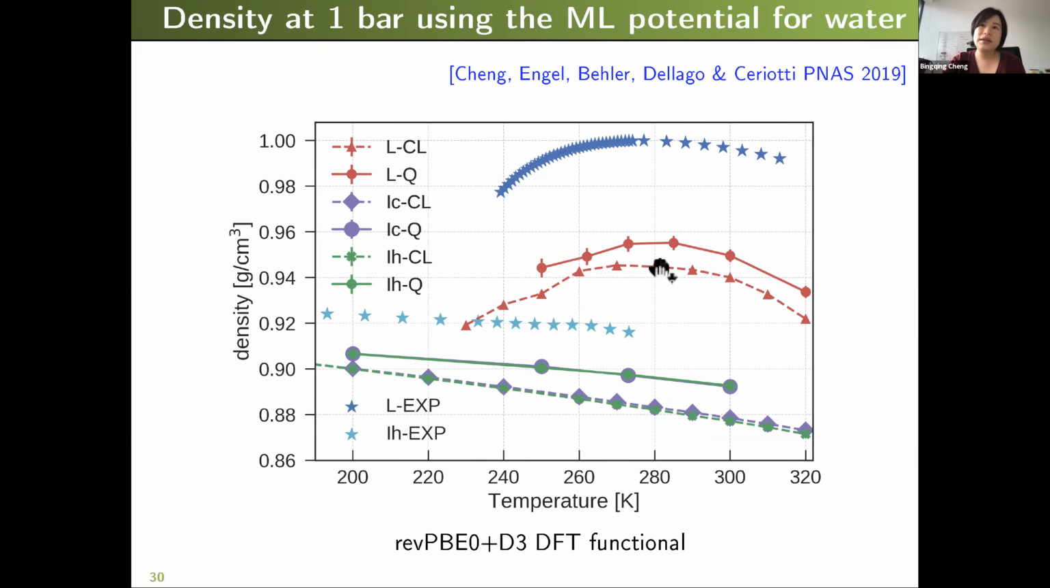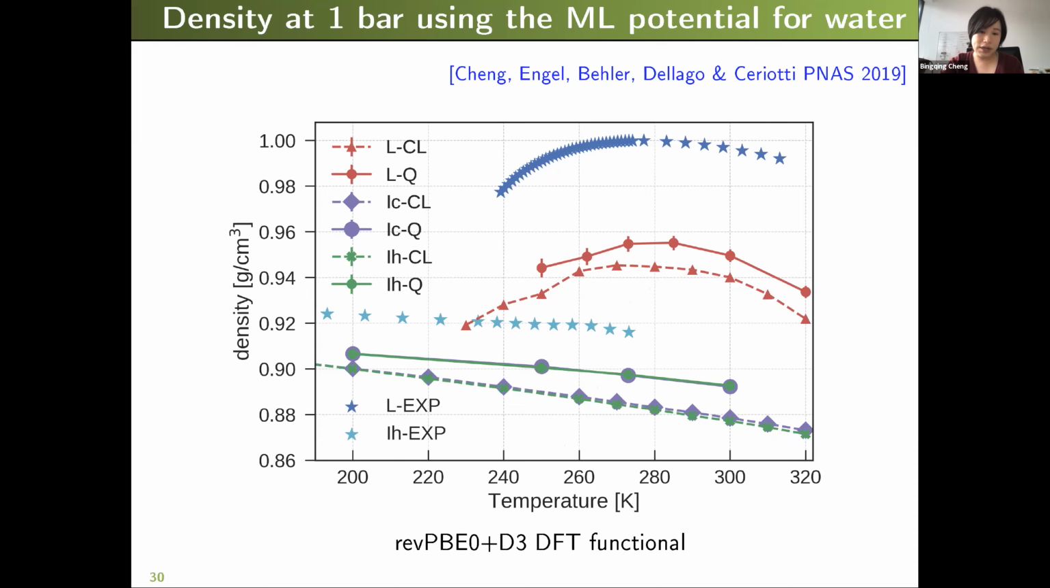So for example, in this plot, I'm showing you the density isobar. The dashed red line is the density of liquid water from the classical simulations. And then we have the liquid water from path integral molecular dynamics simulations, including nuclear quantum effects. And the green and the purple are for cubic ice and the hexagonal ice.